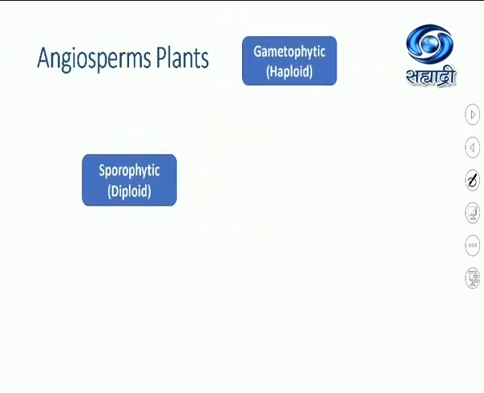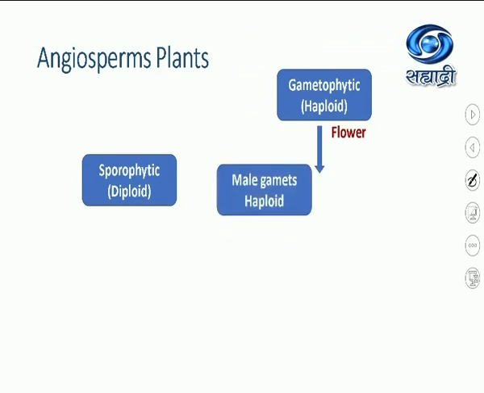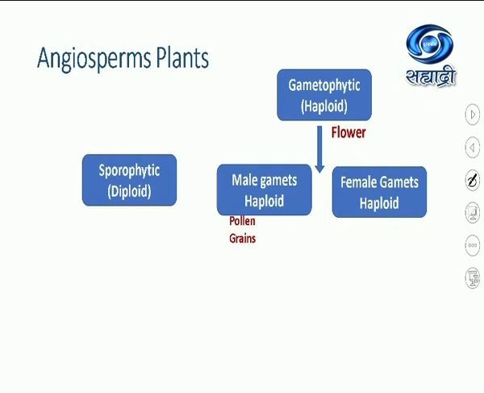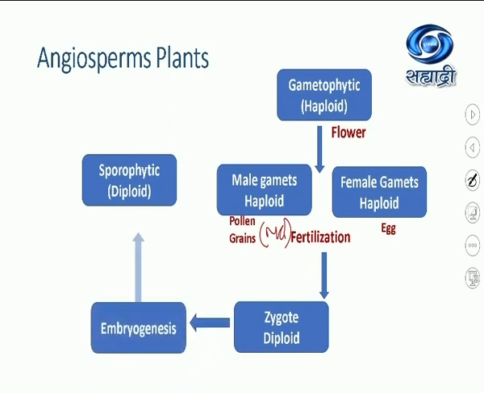In angiospermic plants, I told you sporophytic is the diploid and gametophytic is the haploid generation. The gametophytic generation produces the flower. The flower produces male gametes which are haploid, produced in the anther in the form of pollen grains. Pollen grains will give rise to the male gametes. Female gametes are produced by the gynoecium, they are also haploid, and finally they produce the egg. Fertilization between the male gametes produced by the pollen grains and the egg results in the formation of the zygote. The zygote is diploid in nature. This then undergoes embryogenesis, and again gives rise to the sporophytic generation. The sporophytic generation is dominant. The gametophytic generation is for a short time.